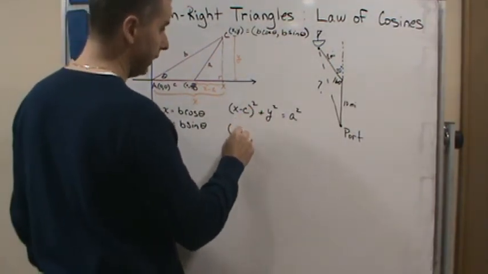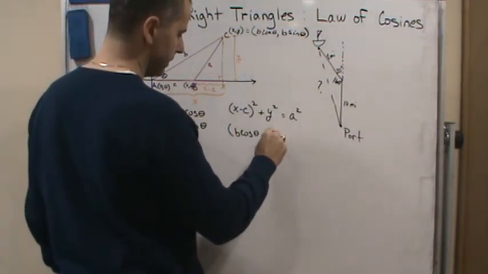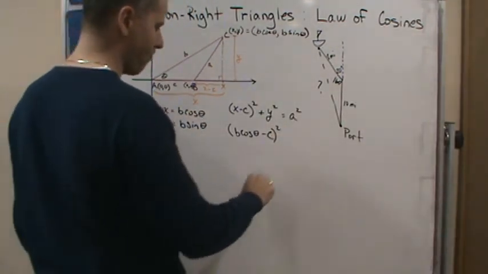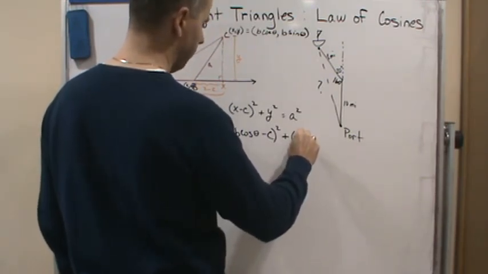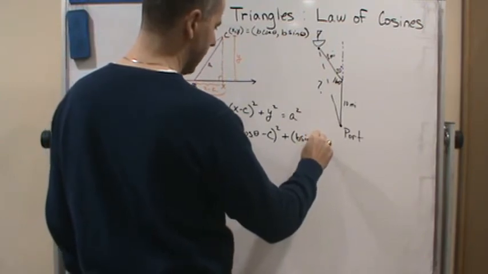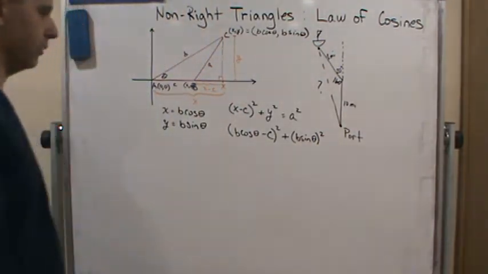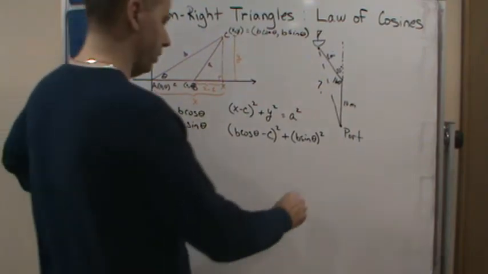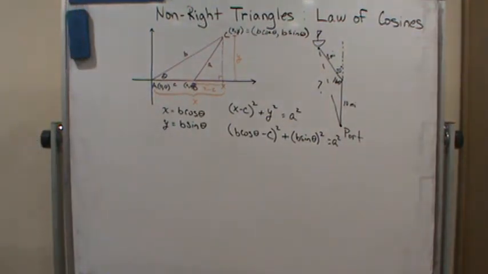So now this is going to be b cosine theta minus c, quantity squared, plus b sine theta, quantity squared. And that's going to equal a squared. Now, all I'm going to do is simplify it at this point.